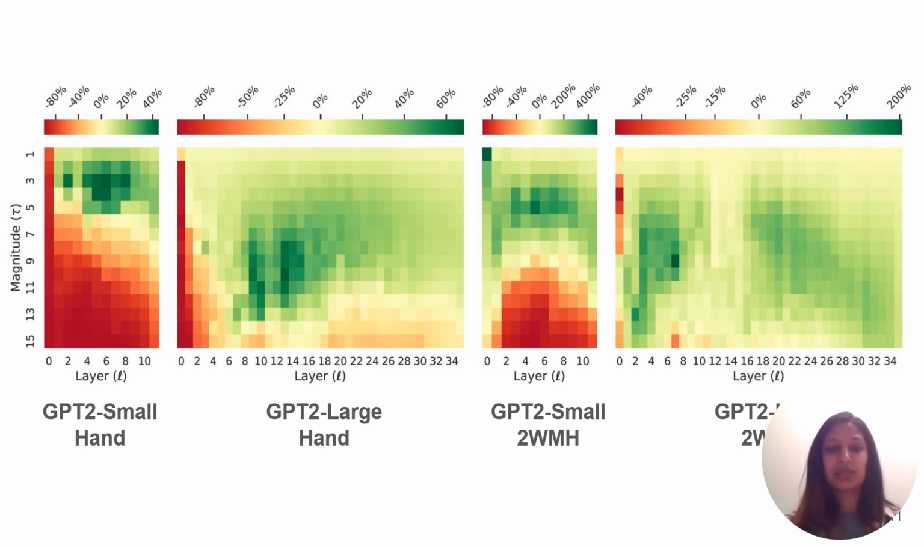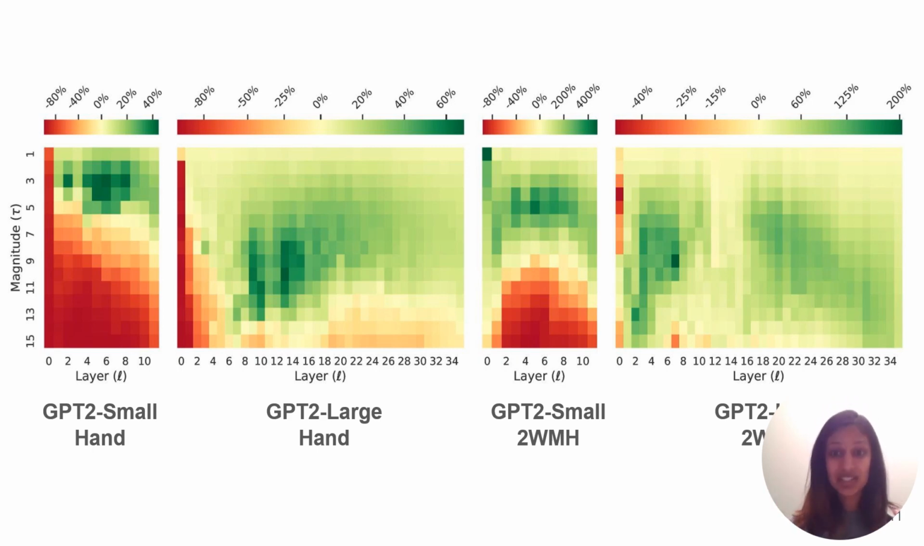What I want the takeaway from the slide to be is that every single one of these heat maps has regions that are very green, indicating that every single one of these models has something to gain from a memory injection if done at the right layer magnitude pair. Additionally, every single one of these heat maps also has regions that are very red, indicating that if you do a memory injection at the wrong place and at the wrong size, the model can actually be hurt during inference.